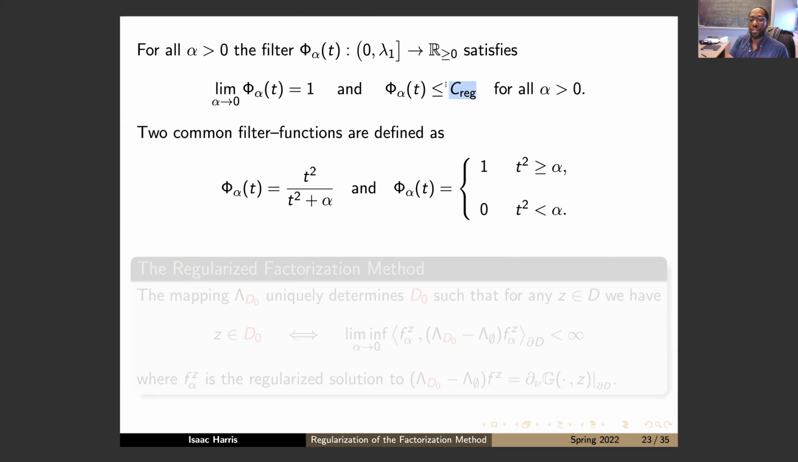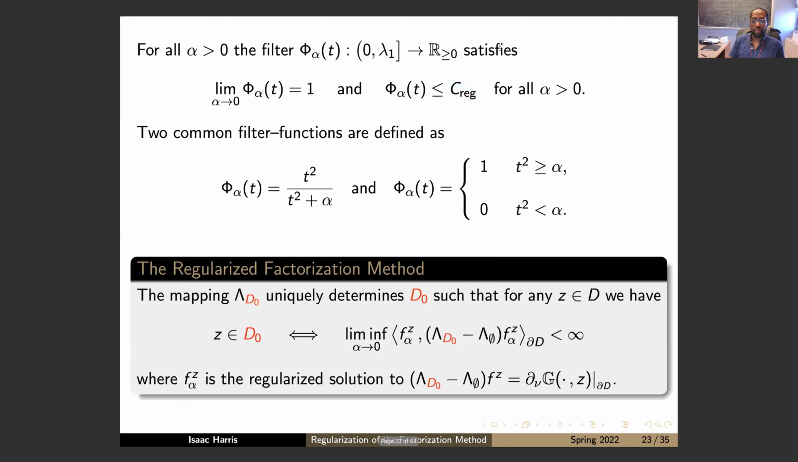Here, this is a standard assumption. Usually for filter functions, this C reg is 1, right? You don't necessarily need it to be 1 in this analysis, but for any standard filter function, C reg is equal to 1. And so we can rewrite this using a regularized factorization method. Z is in the region of interest if and only if this is a finite quantity, where again, you just have to find the regularized solution to this here.